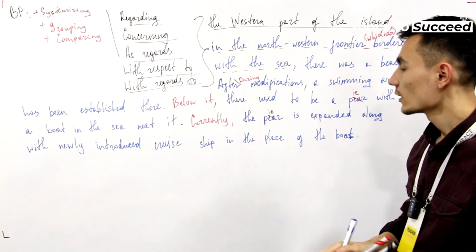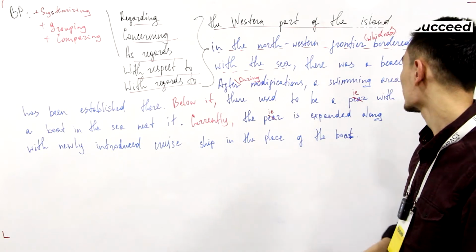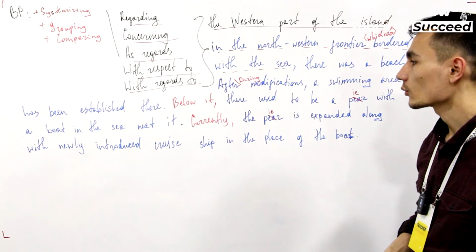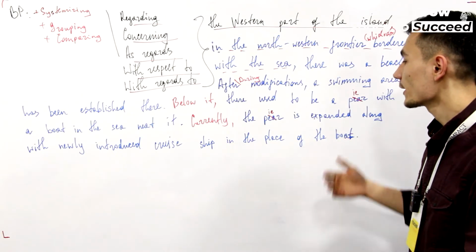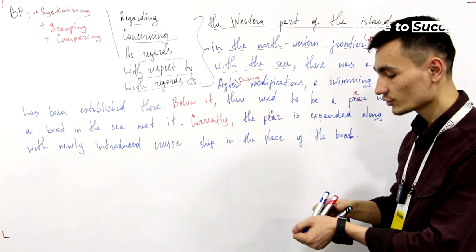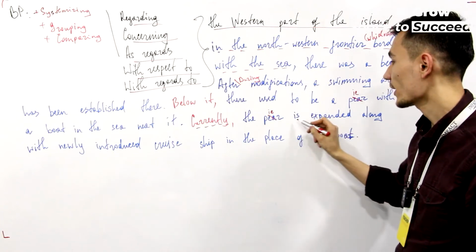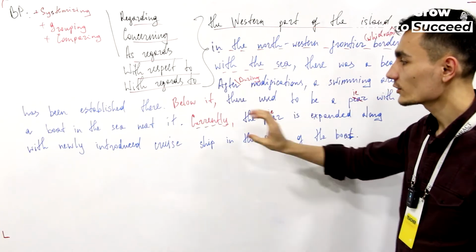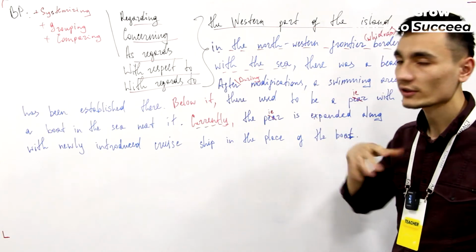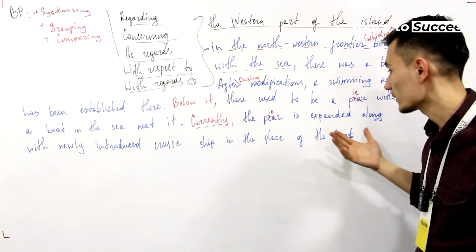So as you see, we can add one point, but it's quite risky. There is written that currently the pier is expanded along with a newly introduced cruise ship in the place of the boat. So I'm saying currently. I'm just transitioning to now and using the word currently. The pier is expanded, passive voice. Because of using currently, because of showing that it's present time, I use the present simple. It's expanded.